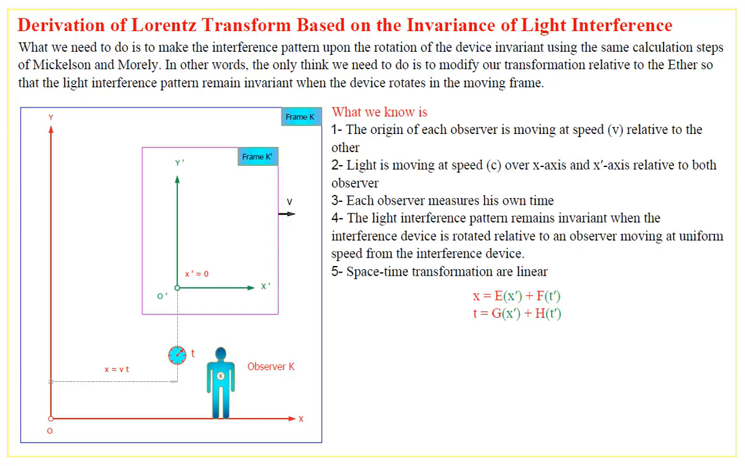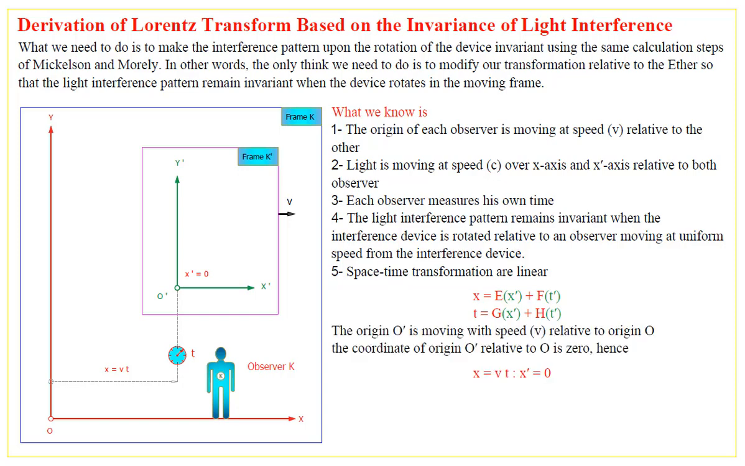What we know is the origin of each observer is moving at speed v relative to the other. Light is moving at speed c over the x-axis and x'-axis relative to both observers. Each observer measures his own time. The light interference pattern remains invariant when the interference device is rotated relative to an observer moving at uniform speed from the interference device. Space-time transformations are linear.